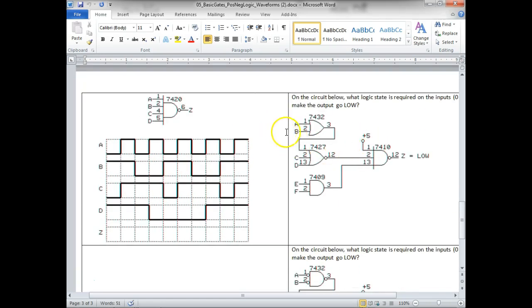So the problem is when we draw diagrams, we go from left to right. Well, this first one, it was given a low, and what did you have to do? You had to trace it from right to left to figure out what would be required over here to get that low over there, right? You understand?